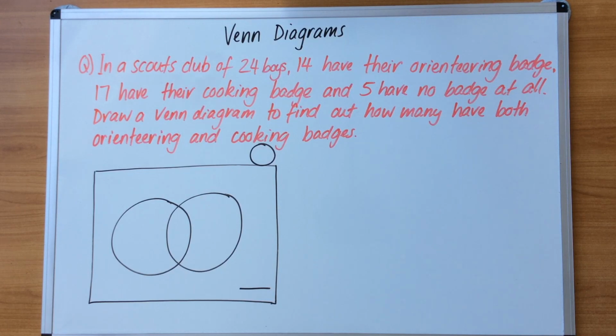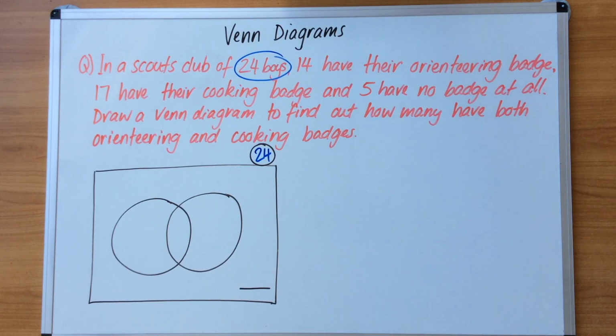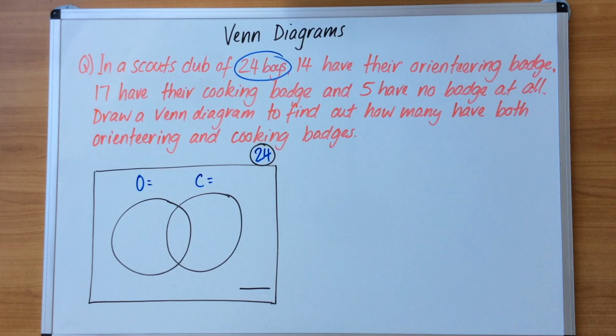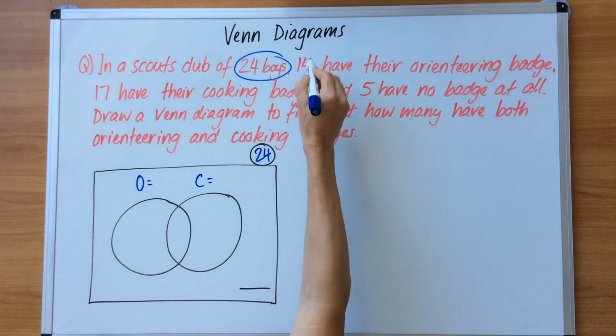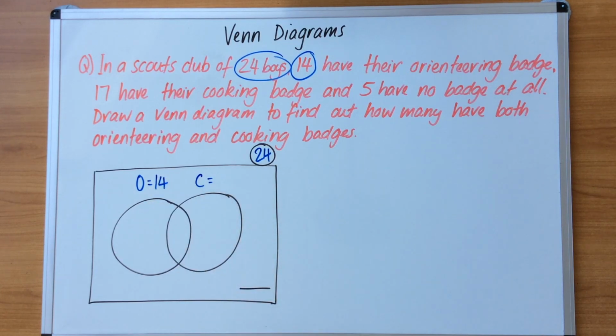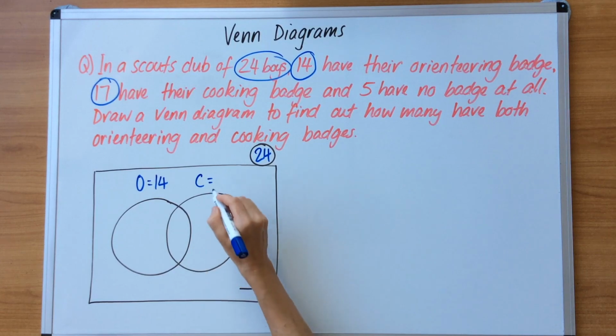Well, the first thing I know is there's 24 boys, and 24 goes up here in the whole population because that's the total number of boys being considered in this Venn diagram. I have to write O for orienteering, and I have to write C for cooking. I've been told that 14 have their orienteering badge, so I put 14 up here. I've been told that 17 have their cooking badge.